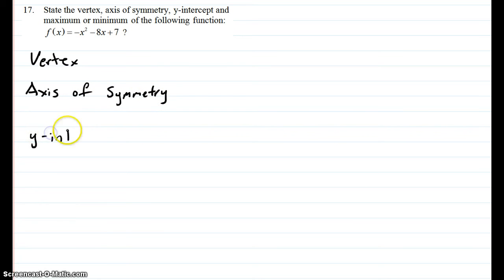All right, for number 17, state the vertex. So we want to find the vertex, axis of symmetry. I also call this the line of symmetry, but y-intercept, and the max or min of the graph.